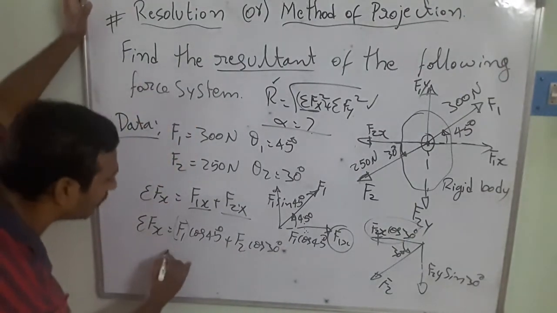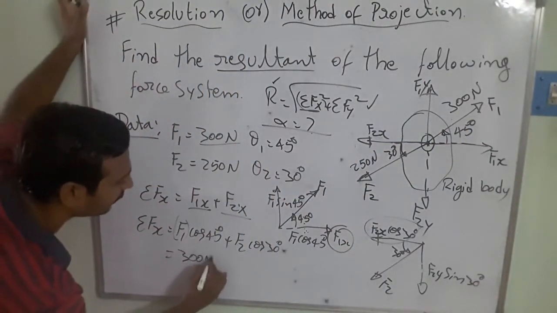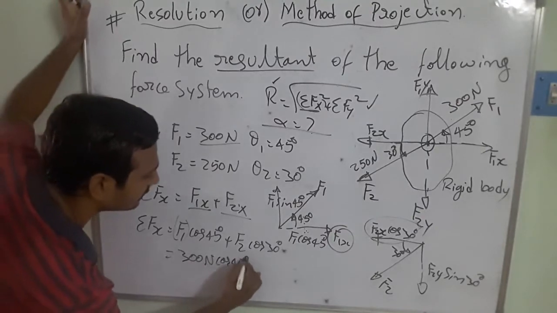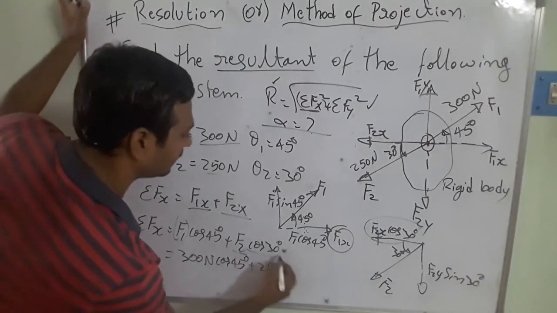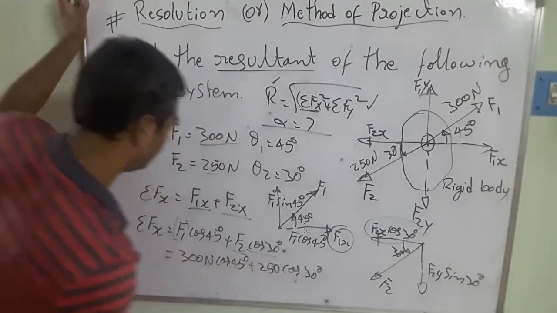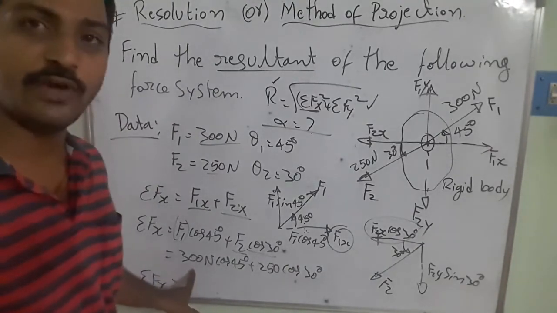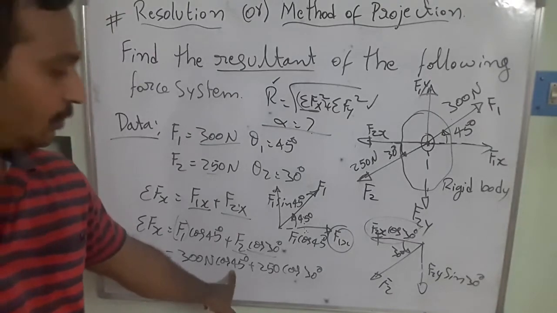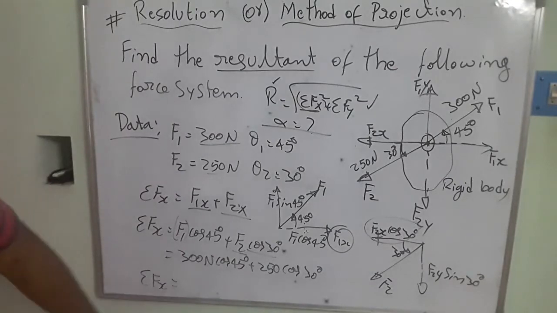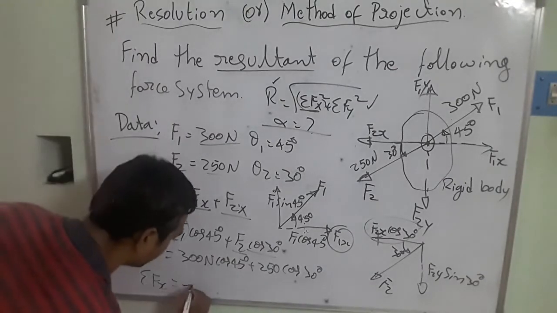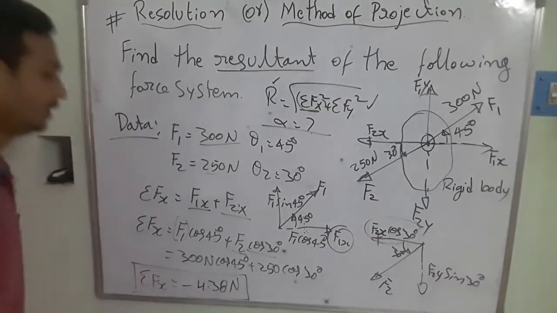So F1, how much did we have? The magnitude is 300 newtons. So this is 300 newtons cos 45 degrees plus F2 is 250 newtons cos 30 degrees. Then finally, the summation of the forces in the horizontal, sigma Fx, if you simplify this, cos 45 degrees is 1 by root 2 and cos 30 is root 3 by 2. Substituting in this equation, sigma Fx, how much are we getting? Minus 4.38 newtons we are getting.